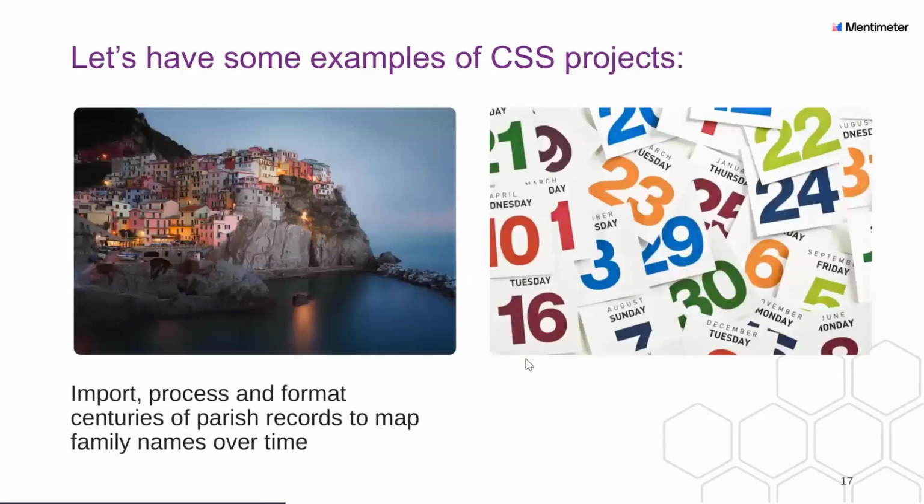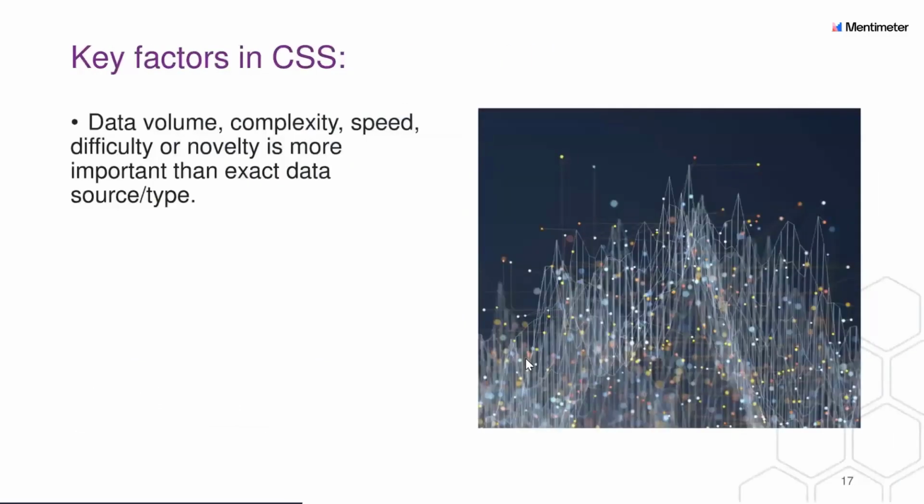Last example I have here is to import, process, and format centuries of parish records to map family names over time. So this is about who's moving in, how big are these families, what space are they taking up in a community over time. Some of the key factors in computational social science in those examples, things that they had in common, were the data volume, the complexity, the speed, the difficulty, or the novelty.